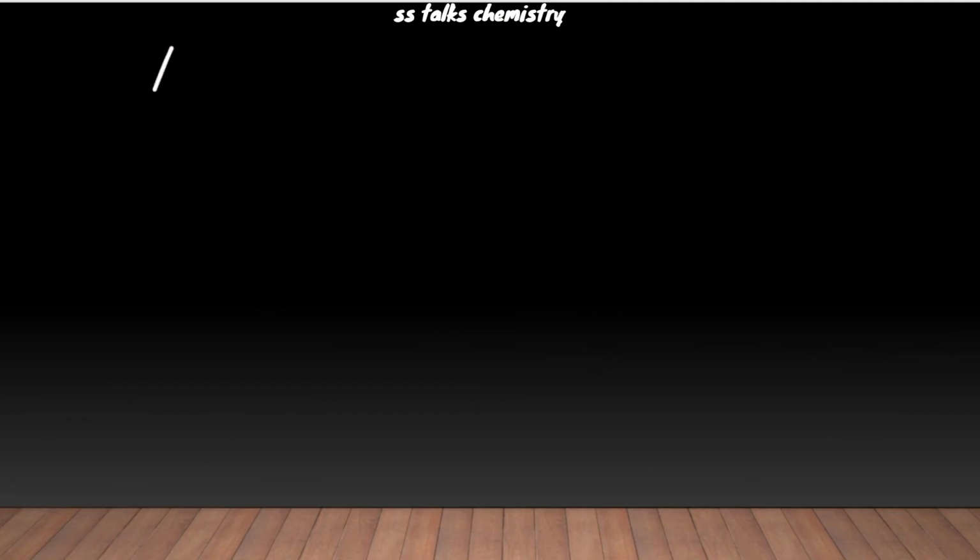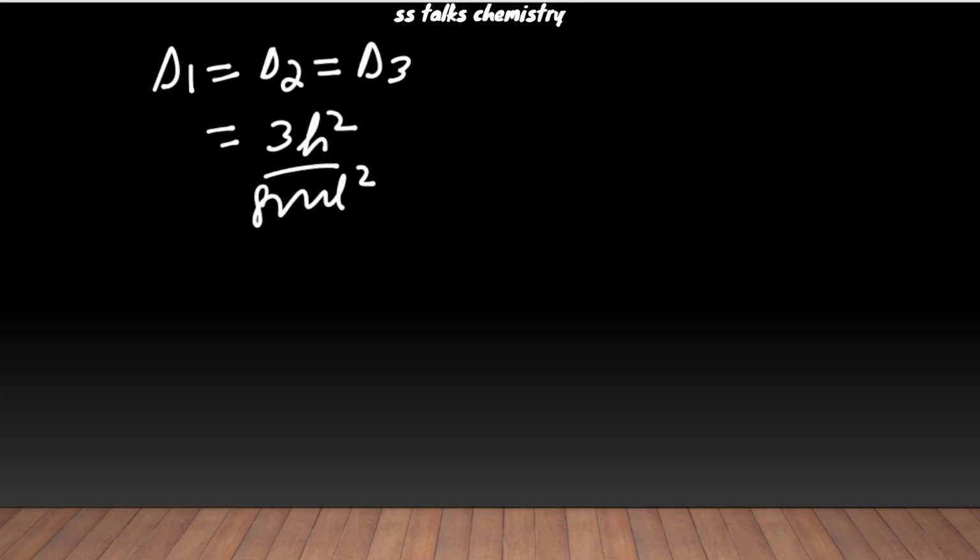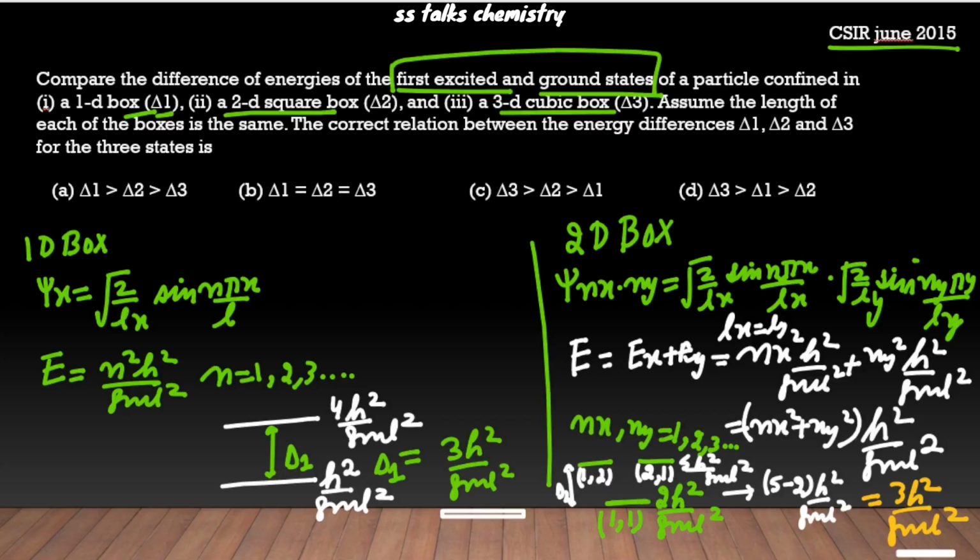So we can say that delta 1 is equal to delta 2, is equal to delta 3. Their magnitude is 3h square upon 8 ml square of it, right? So options, if I see, first it is saying delta 1 is greater than delta 2 than delta 3. Incorrect. All of these three are equal. Option B is the right answer.